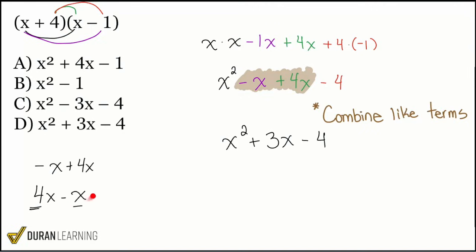Again, that is correct because we treat this as a minus 1x. Just like we had it before, we just chose not to write the 1 because, again, the 1 is inherently there if not written. So with that, the correct final answer here, my friends, is answer choice D. X squared plus 3x minus 4.